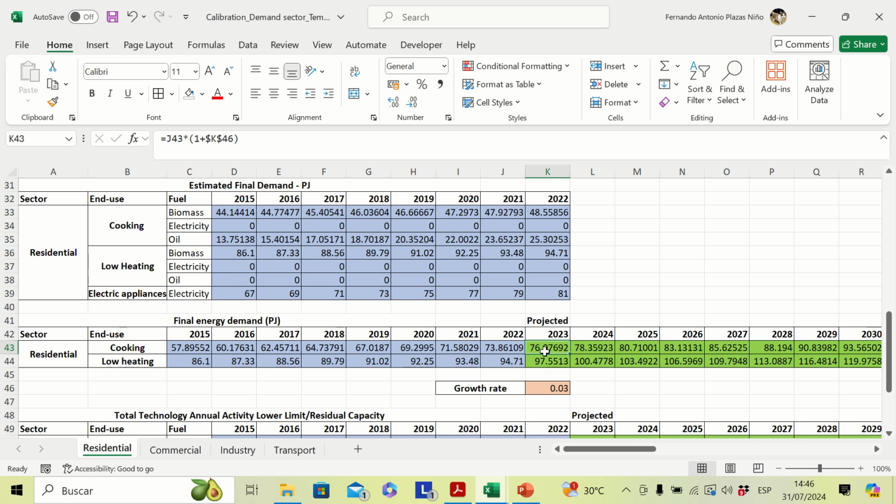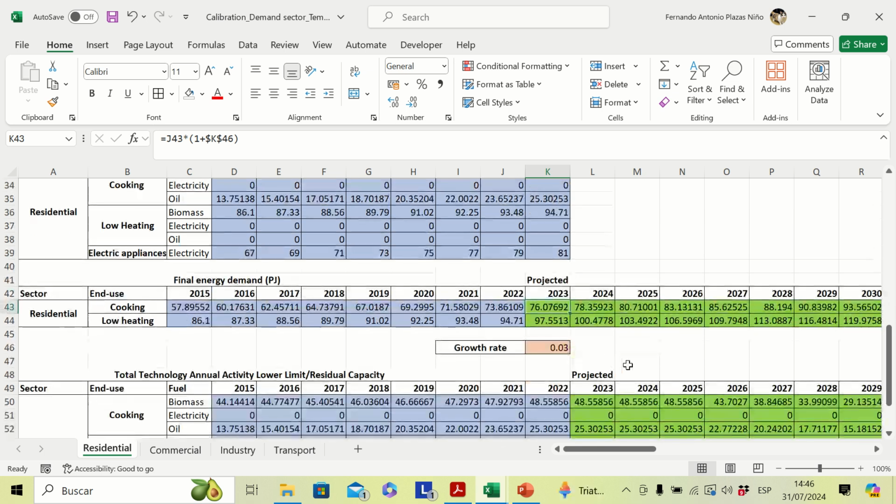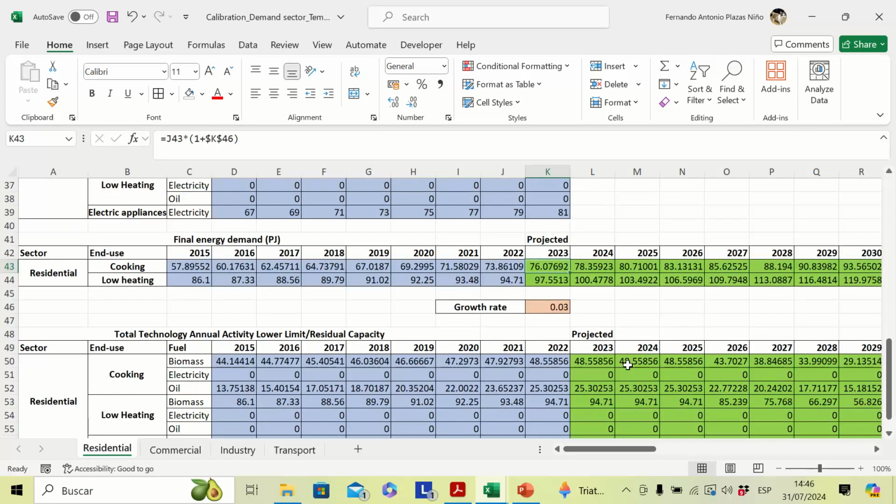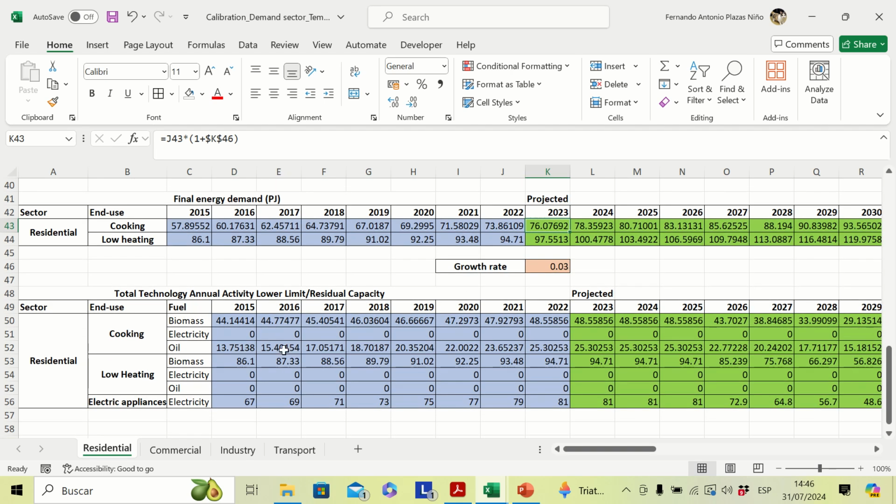Again, if you have more detailed data, you can also use other kinds of projection, but it's going to depend on what your data availability is. And finally, apart from this part, that is the projection of the demands that we will use in the calibration, we also have the calculation of the total technology annual activity lower limit and the residual capacity, considering that the capacity factor is equal to 1 for end-use technologies.